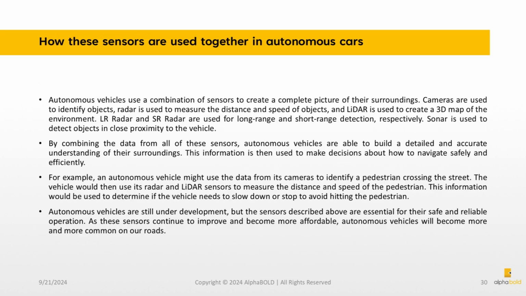Autonomous vehicles use a combination of sensors to create a complete picture of their surroundings. Cameras are used to identify objects, radar is used to measure the distance and speed of objects, and LiDAR is used to create a 3D map of the environment. LR radar and SR radar are used for long-range and short-range detection, respectively. Sonar is used to detect objects in close proximity to the vehicle.